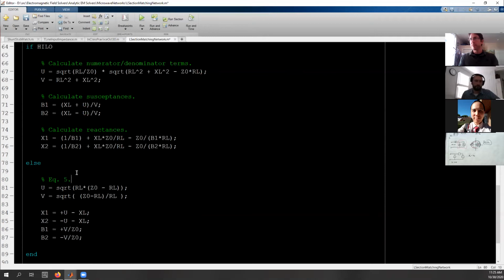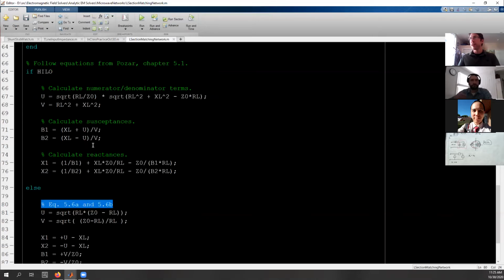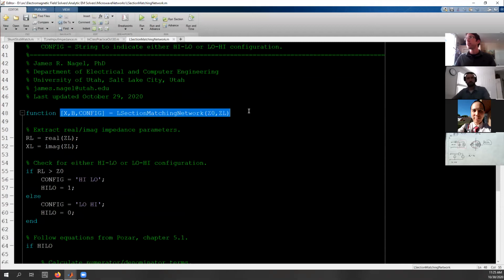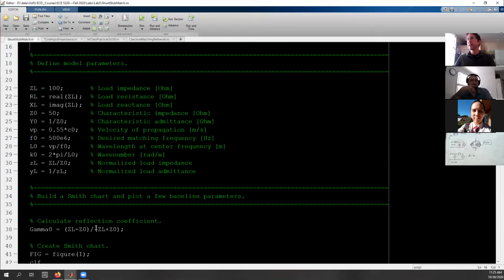EQ 5.6 A and 5.6 B. And then up here, this was a 5.3. Okay, so if you've got your book out, you can see what's happening here. So I'm just going to do a little copy and paste.